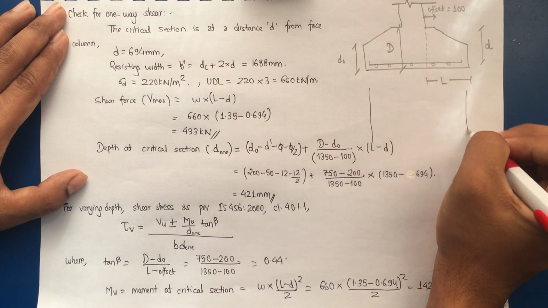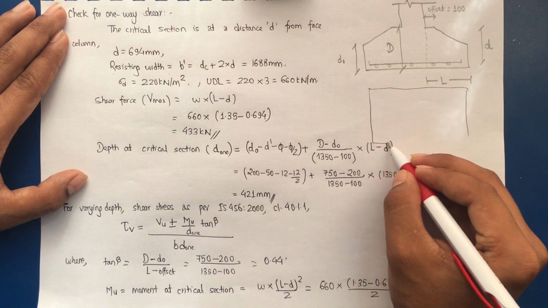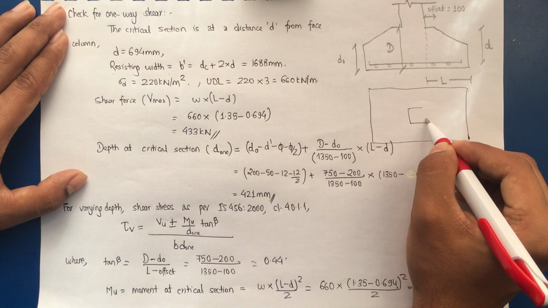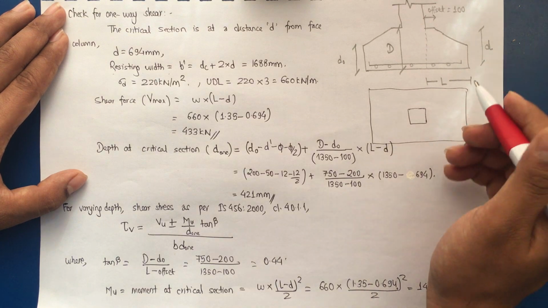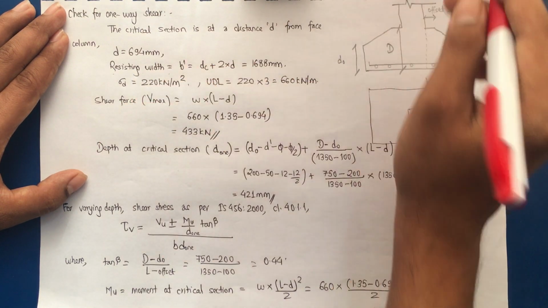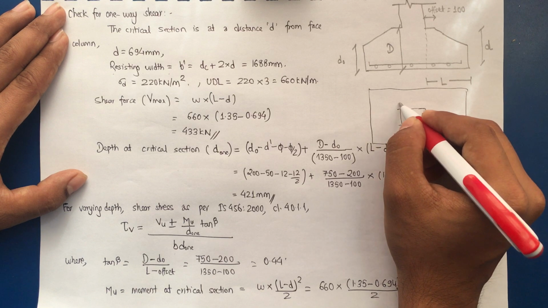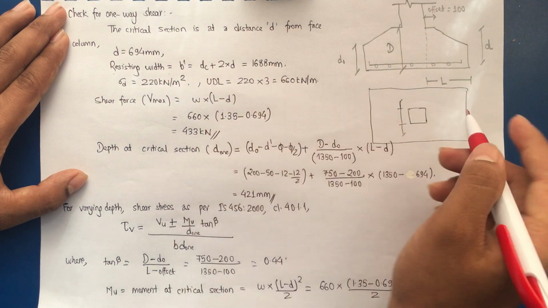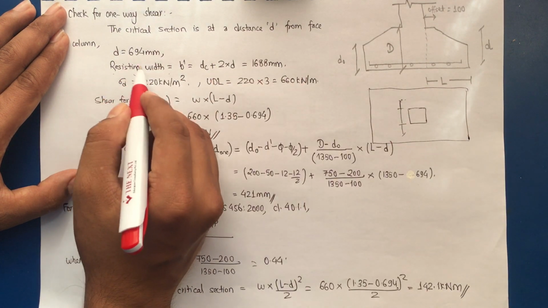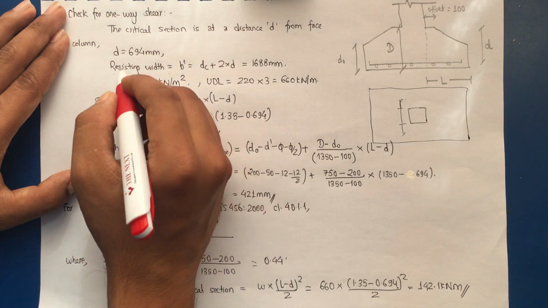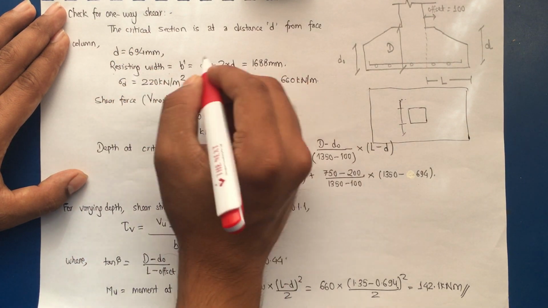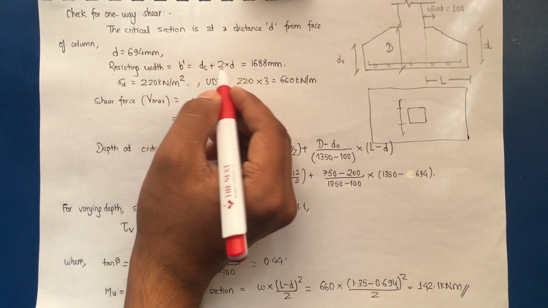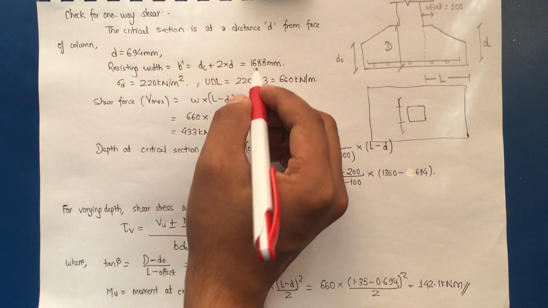Okay, let me draw. Assume this is a square footing, and considering this as the column, the resisting width in this direction means the depth of column plus D, that is, the depth of foundation. So this will be the resisting width for one-way shear. DC being 0.3, that is 300 mm plus 2 into 694, which is 1688 mm.